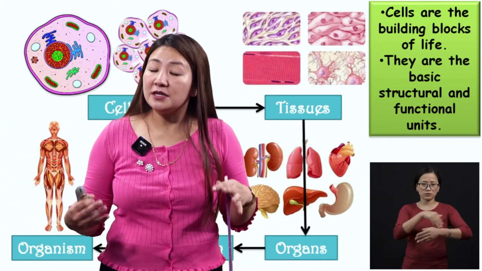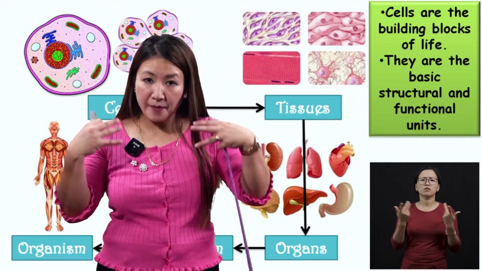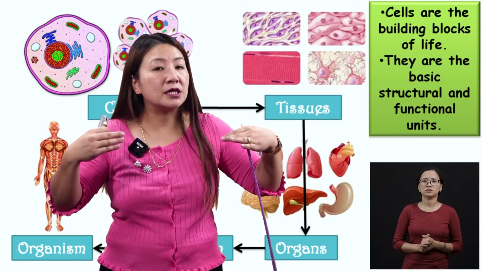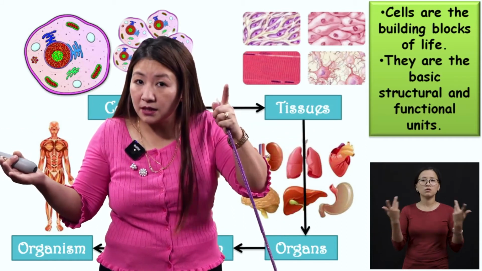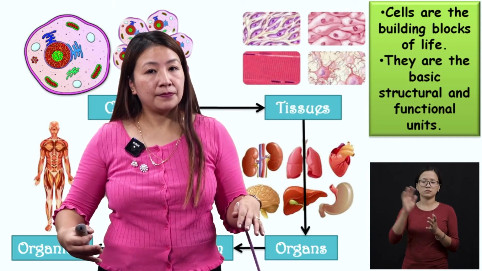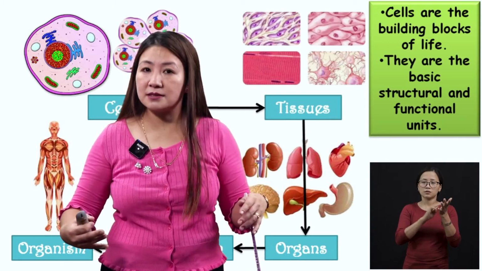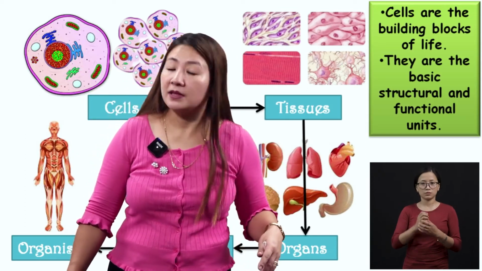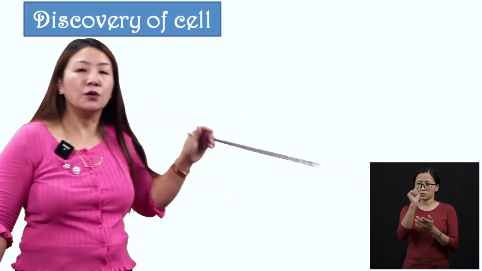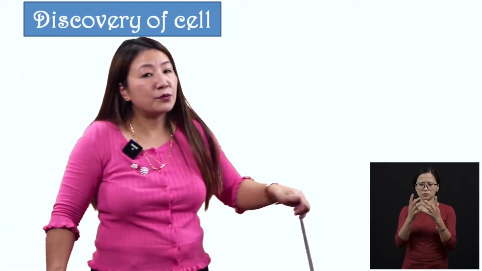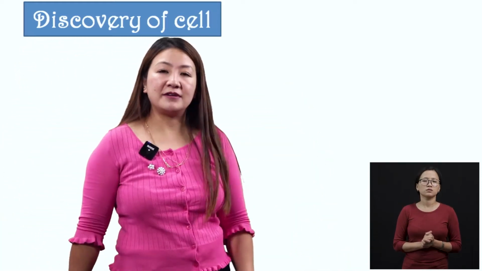Okay, so just imagine how many cells I must be having. Your body and my body are made up of how many cells? One cell? No, millions and millions of cells. Trillions of cells make up a complete organism. Let us find out. Who discovered this cell? The cell that we were just talking about, who discovered this cell?